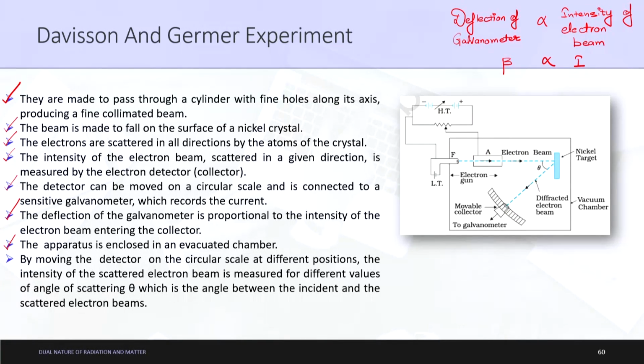By moving the detector on the circular scale at different positions, the intensity of the scattered electron beam is measured for different values of the angle of scattering theta, which is the angle between the incident and the scattered electron beams. Let me explain again. Let us say this is your movable collector and this is your galvanometer attached to it. This is your circular scale.